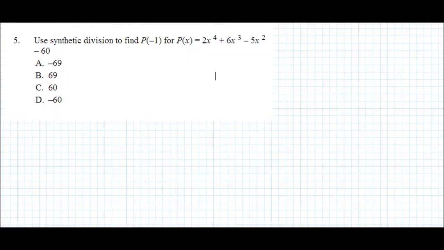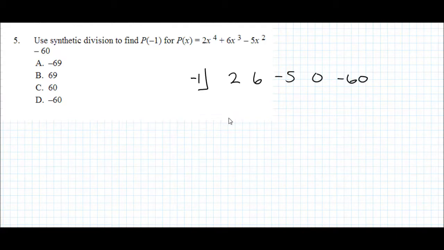Right, this example, use synthetic division to find p of negative 1 for p of x equals 2x to the 4th plus 6x cubed minus 5x squared minus 60. So let's set it up. You've got your negative 1 already set up. Your coefficient of x to the 4th is 2. Your coefficient of x to the 3rd is 6. Your coefficient of x squared is negative 5. Your coefficient of x is 0. And your constant term is negative 60.